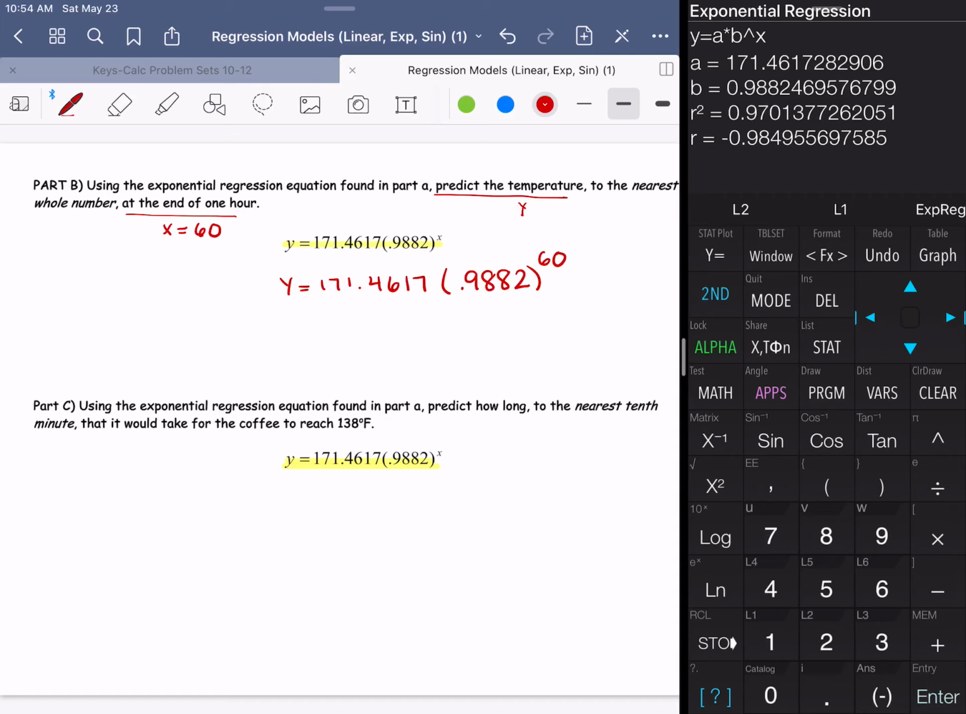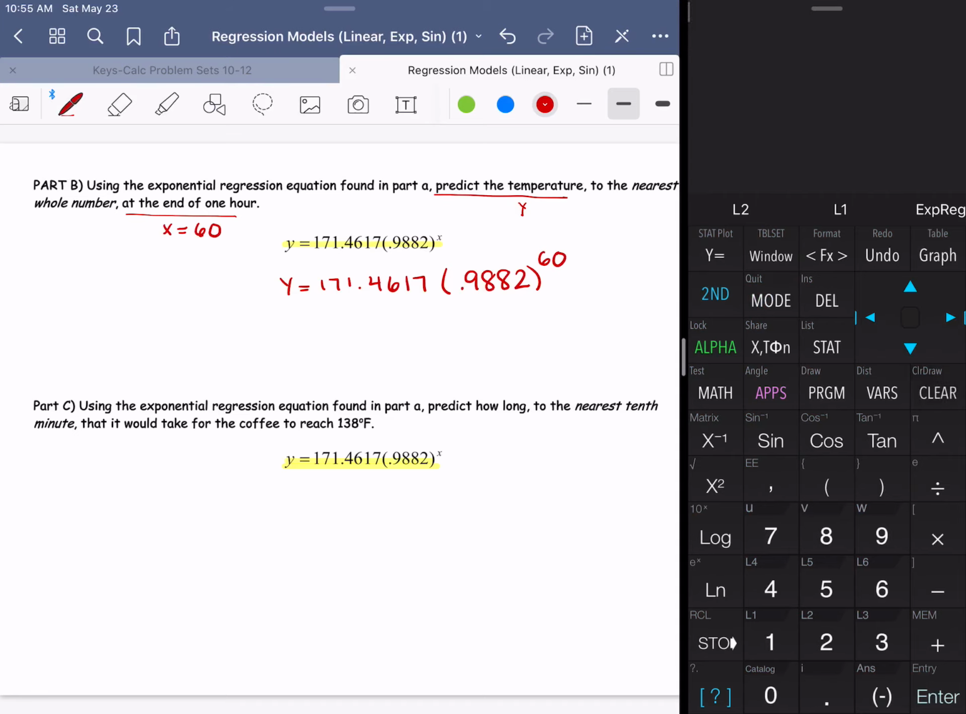So let's clear our calculator and type this in. 171.4617 times 0.9882 to the 60.